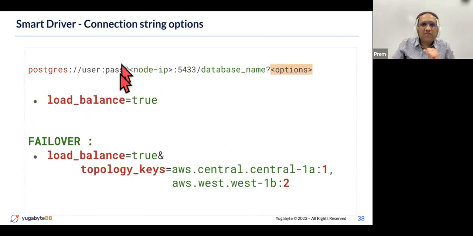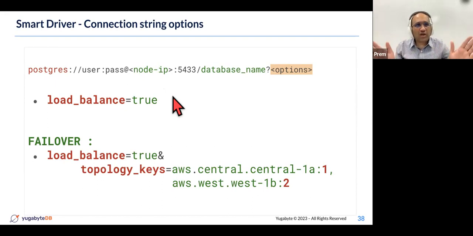Note, you're just giving one IP. When you give that IP to the smart driver, just one IP of the node, one IP of your 15 node cluster, it connects to the node's master server, fetches the whole topology of your cluster setup, and then knows that you have 15 nodes, and distributes your connections across all the 15 nodes.